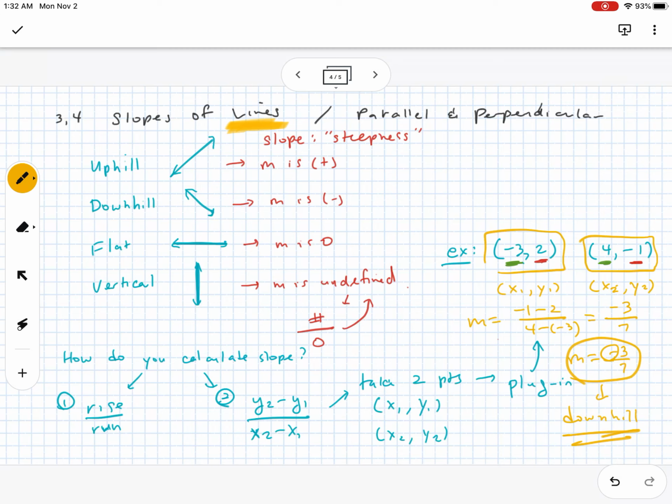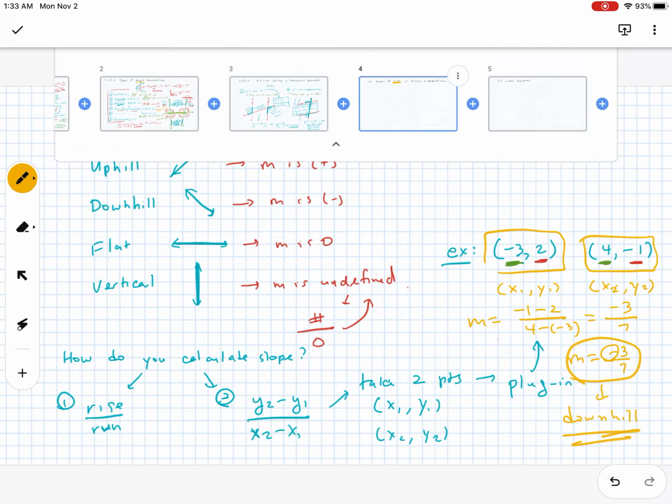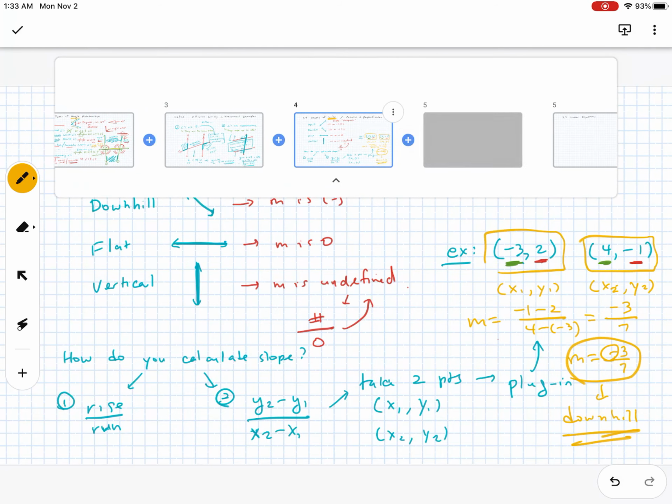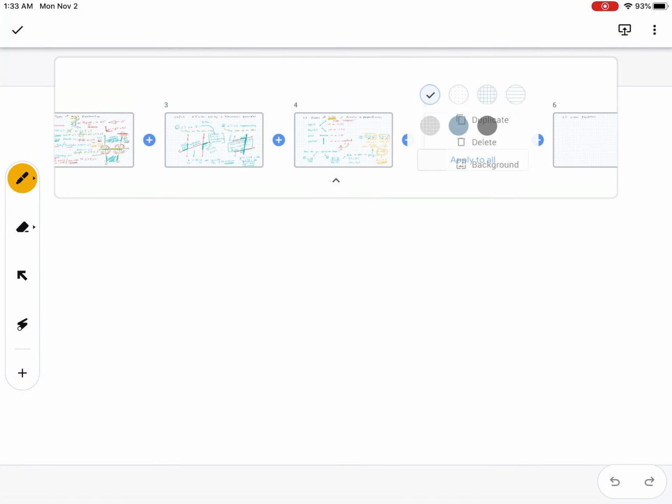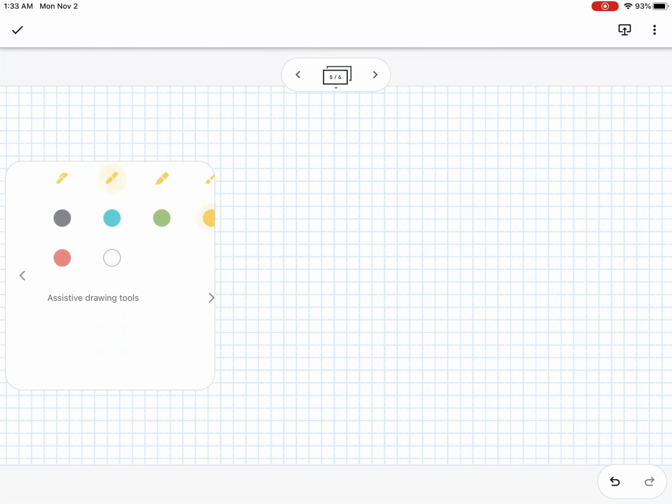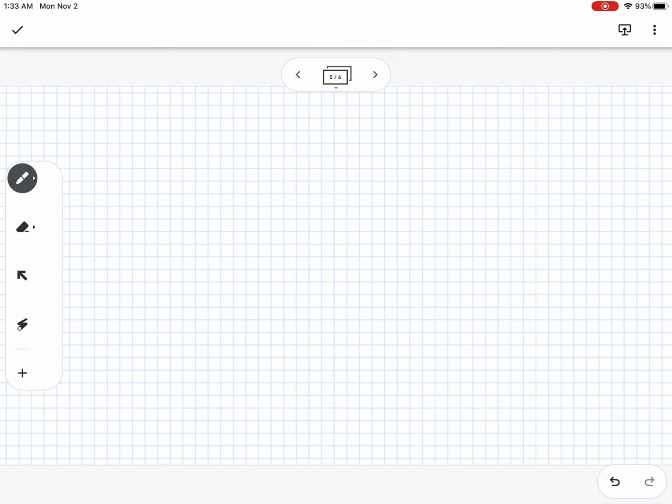And how did I know that? Because my slope is negative. Okay. Now, before I move on here, just one thing I want to point out is, what about parallel lines and perpendicular lines?